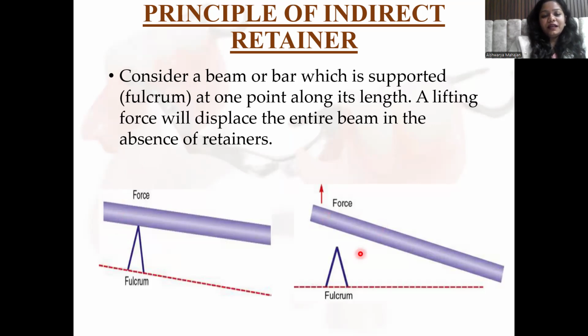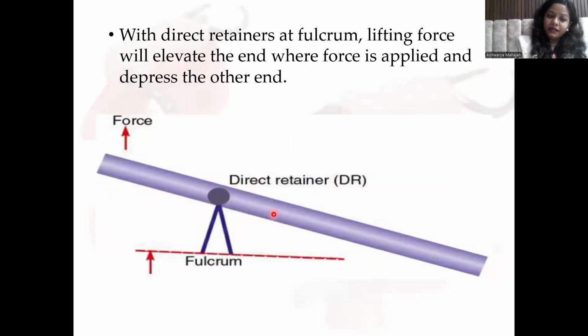Here, in the absence of a retainer, the whole beam will be removed away from the fulcrum. This will act as a dislodging force on the prosthesis. Whereas if a direct retainer is given, it prevents the lifting force, and it provides retention of the whole prosthesis or the bar onto the fulcrum line. But if force is applied on one part of this prosthesis, then the other part is elevated, and the first part is depressed. This is how indirect retainers work.